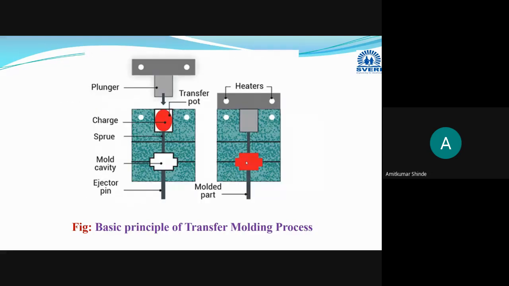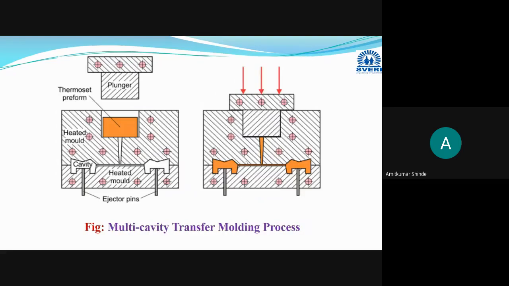Now what is the advantage of this transfer molding process over the compression molding process? Here in the transfer molding process, you can manufacture a number of components at the same time by increasing the cavities. Multi-cavity transfer molding is also possible. This is the holding chamber, or transfer pot, or heating chamber. You can also say that.